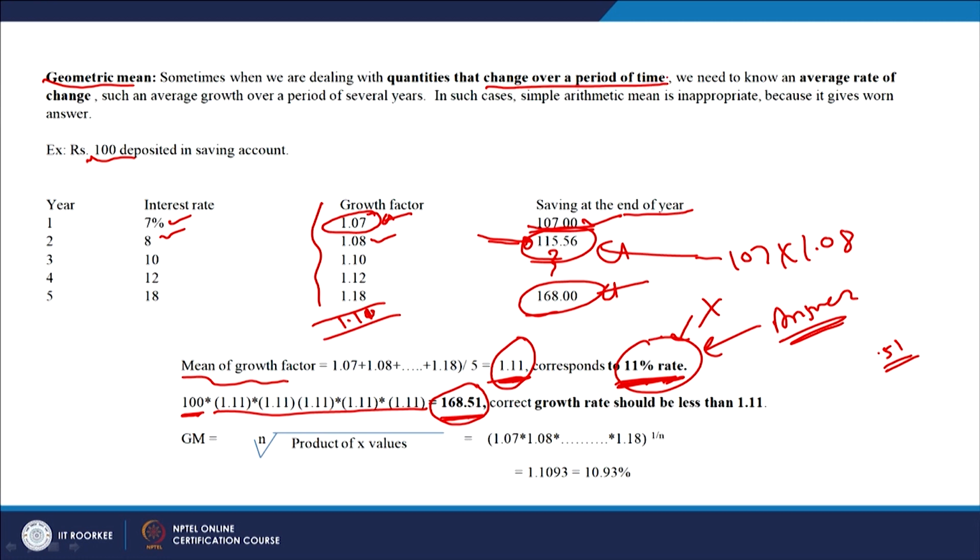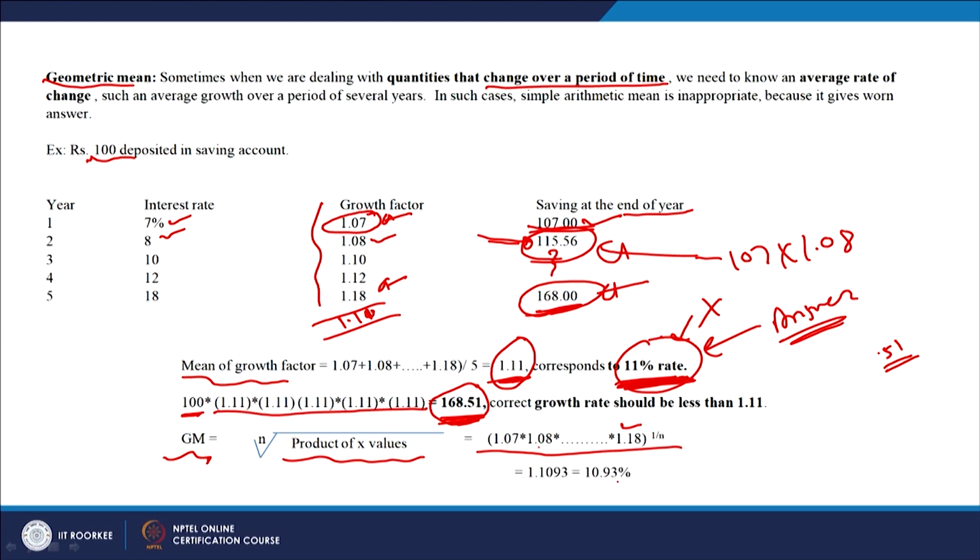One more inference is, since you should get 168.51 rupees, but you are getting 168, it means the mean growth rate has to be less than 11%. So, what is that value? How much less is it? So, for that calculate the geometric mean, which is the nth root of the product of x values. You can write this in this form. So, 1.07, 1.08 and all other growth factors, 1.18, to the power 1 by n, n is nothing but 5, right, there are 5 values.